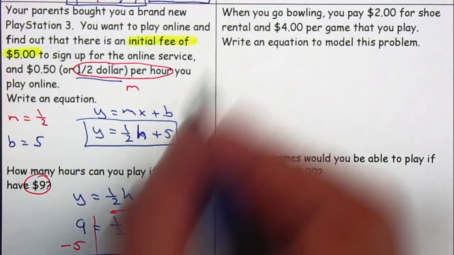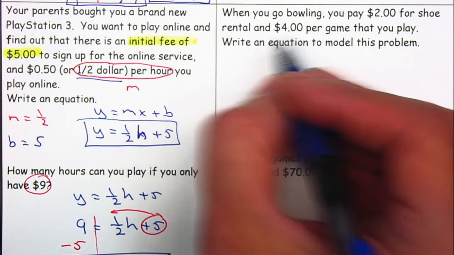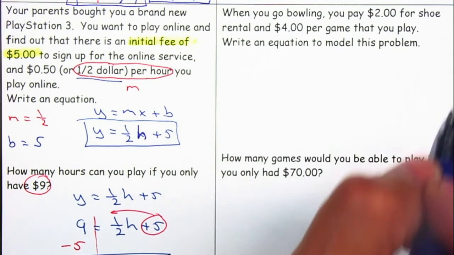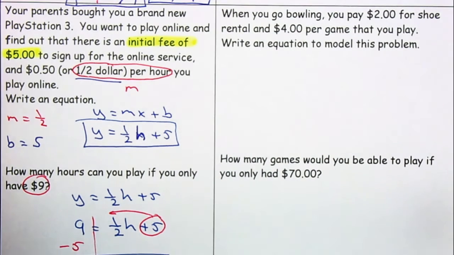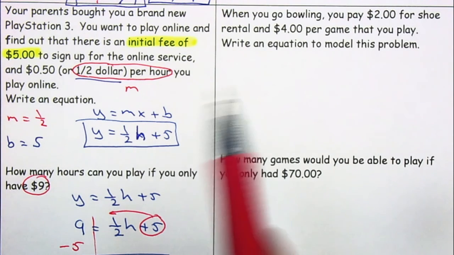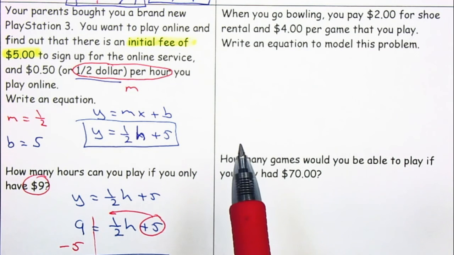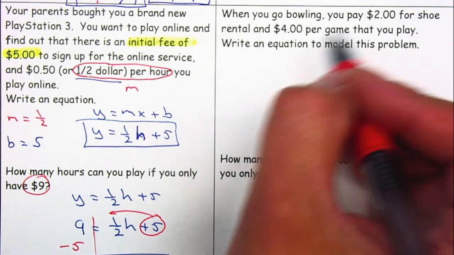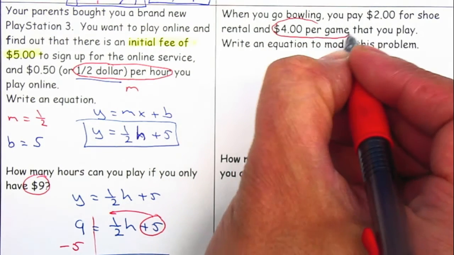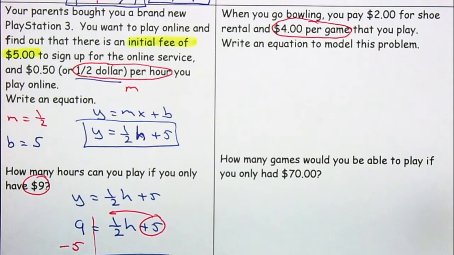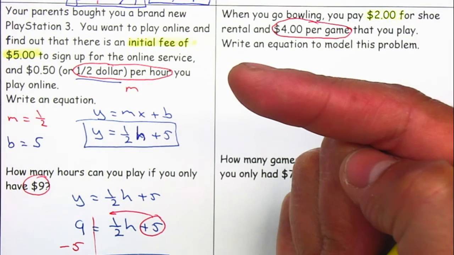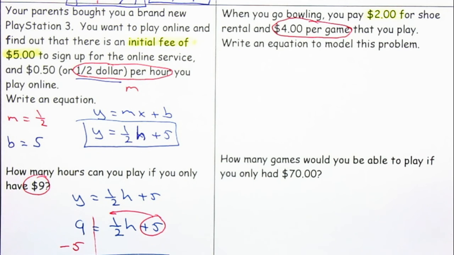Next problem, the last problem. When you go bowling, you pay $2 for shoe rental and $4 per game that you play. Write an equation to model this problem. So first you need to look at the information that's given to you. What are you going to be paying over and over and over again? Are you going to pay for the shoe rental over and over again, or are you going to pay $4 per game over and over again? Correct. $4 per game will be paid over and over again. The $2 for shoes, every time you go, you're only going to rent the shoes once. So that's going to be your one-time fee.